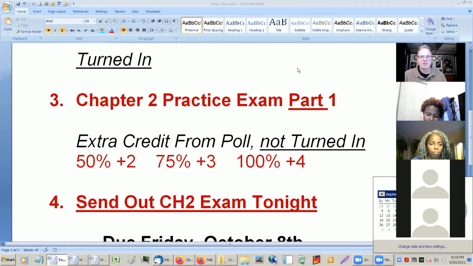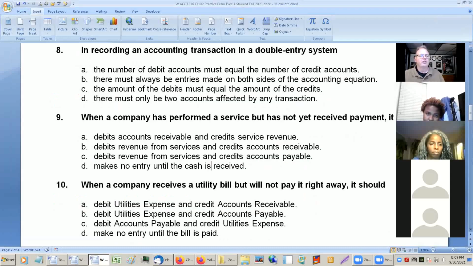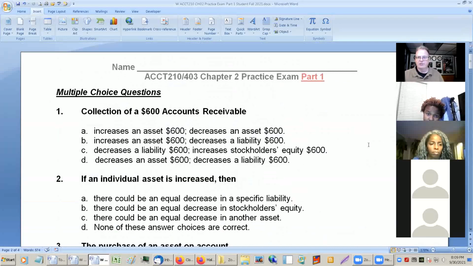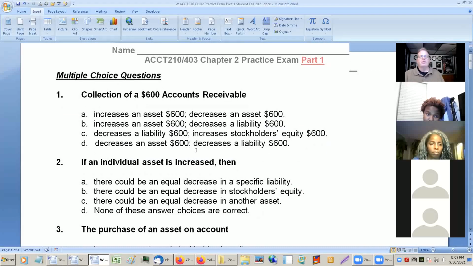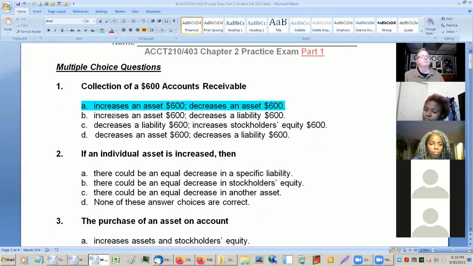Okay, we'll wrap this up then. You should be seeing the results, and we will go through it. First of all, we'll see what extra credit points you get. Number one: collection of a $600 bill, so increase in an asset, the cash, and decrease in an asset, the accounts receivable. A is the credit. That's what you guys have. I have A, but I don't have it.